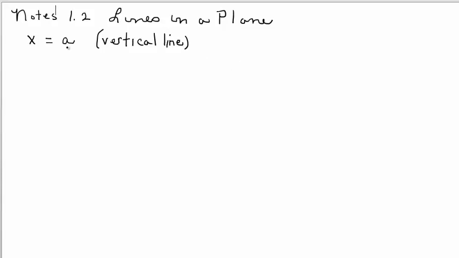You can pick any value for a, create a t-chart, t-table, plot all the points or ordered pairs in that t-table, and when every x is the same thing, no matter what y is, you're going to connect those points, and you're going to have a vertical line.